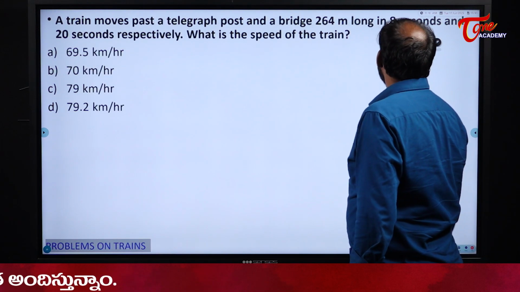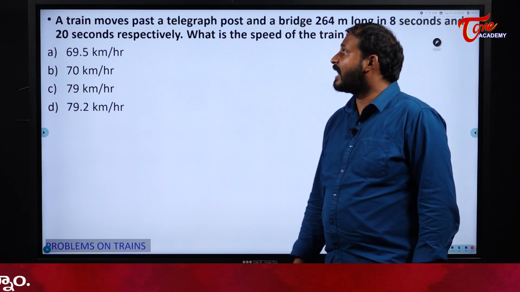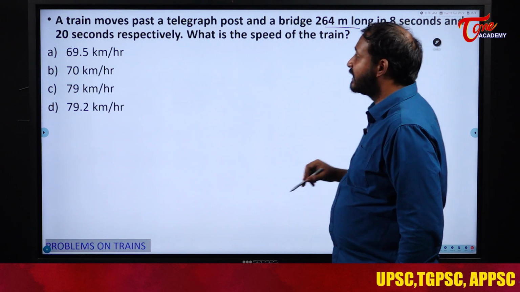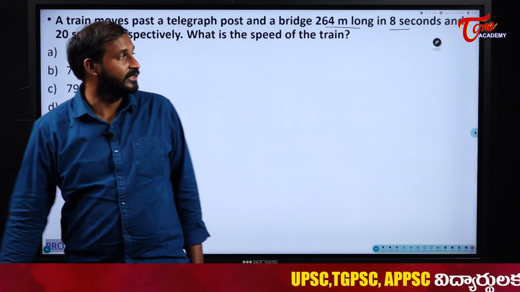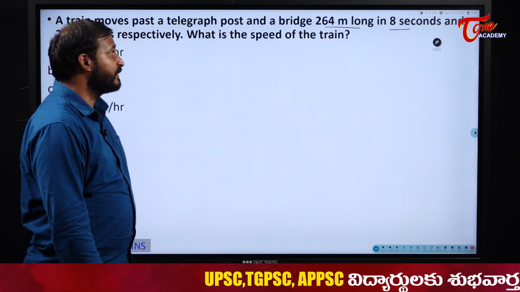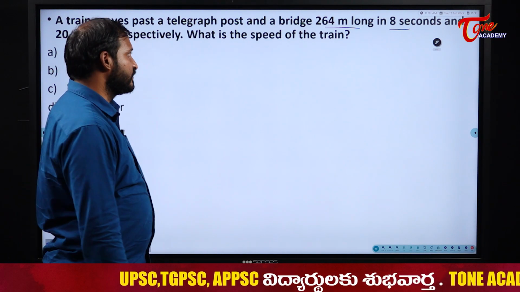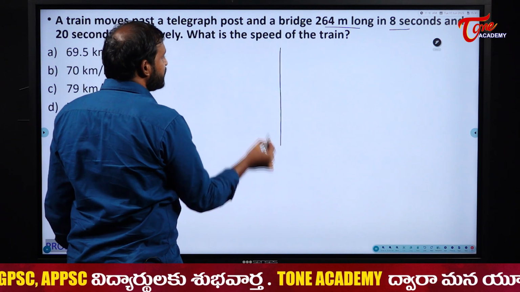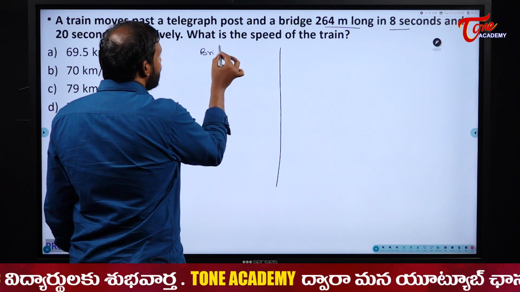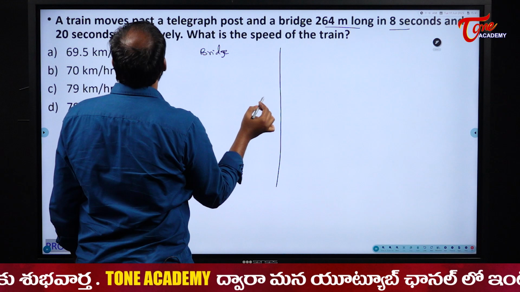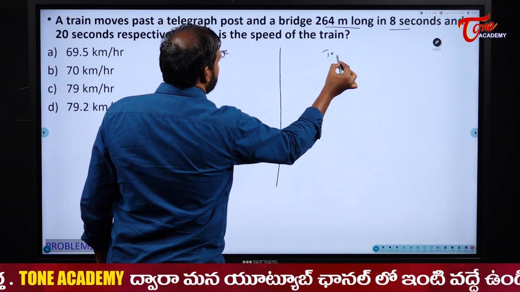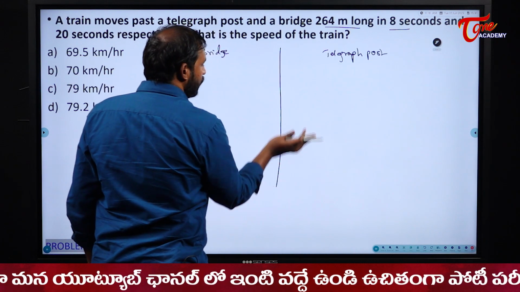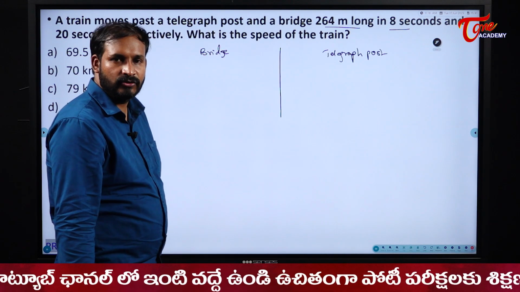Next one. A train moves past a telegraph post and a bridge 264 meters long in 8 seconds and 20 seconds respectively. Find what is the speed of the train. Now, please see here, students. Here there are two cases. The train is crossing a bridge as well as a telegraph post. A telegraph post is nothing but a pole. Okay, no need to think too much about it.